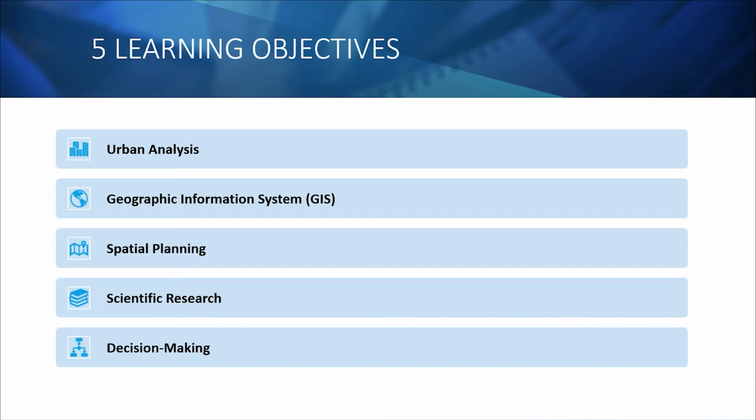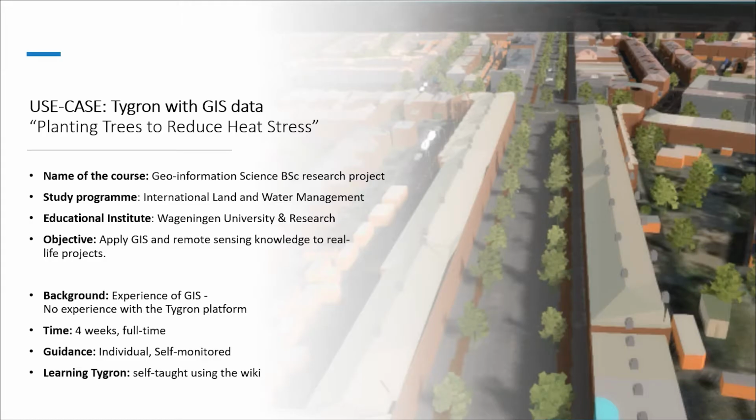And yeah, I will skip to the second one, which is the GIS. This is a course of a 4-week full-time course for bachelor students of international land and water management at the Wageningen University and Research. And the objective is to apply GIS and remote sensing knowledge to real-life projects.